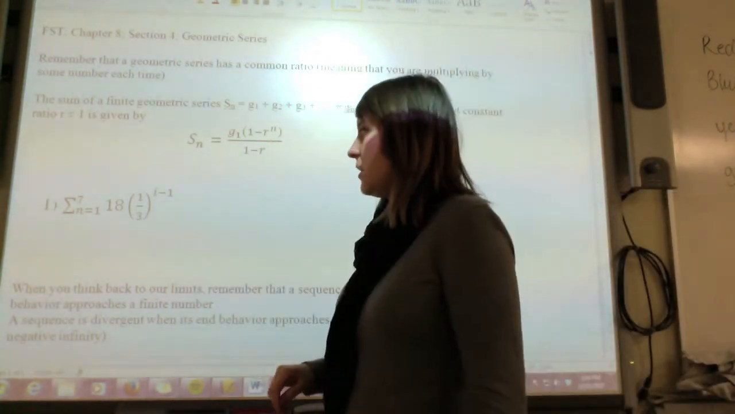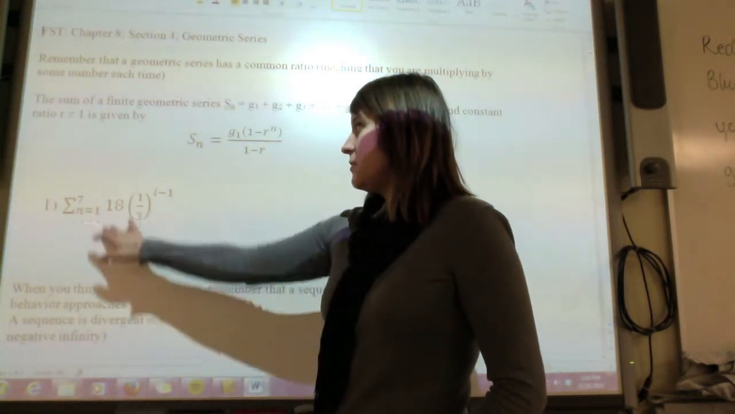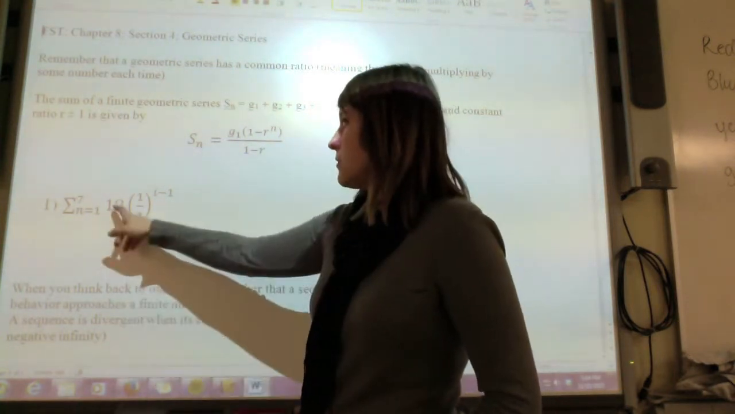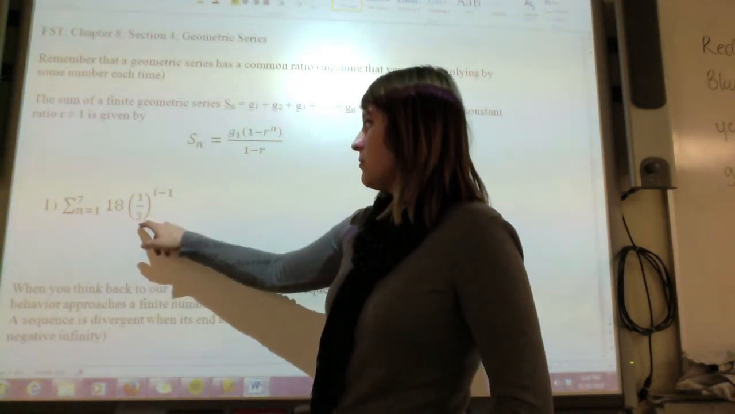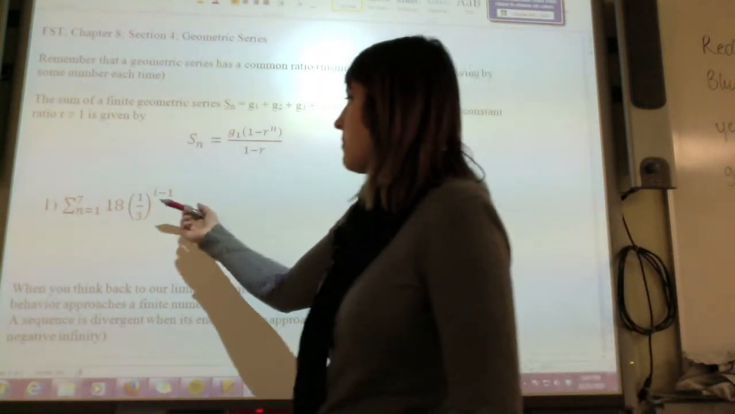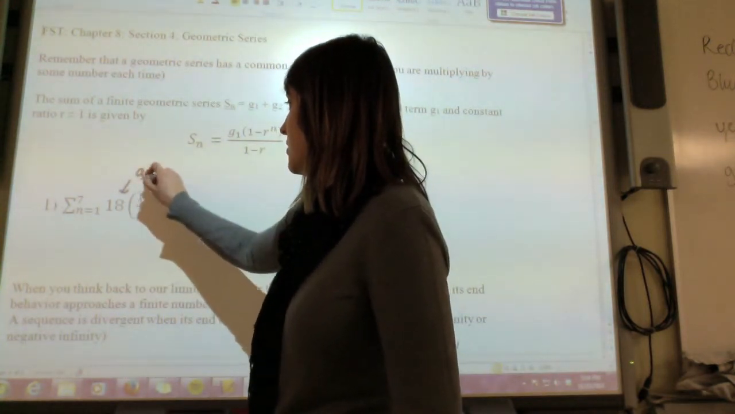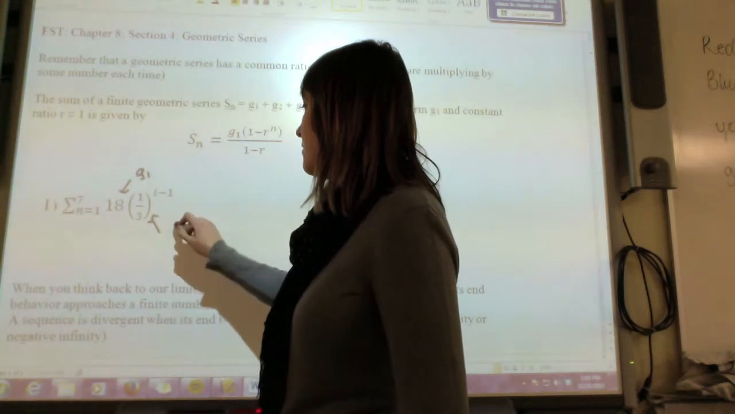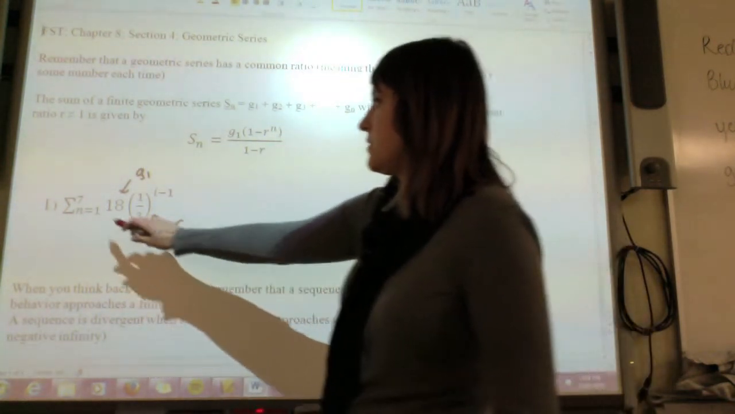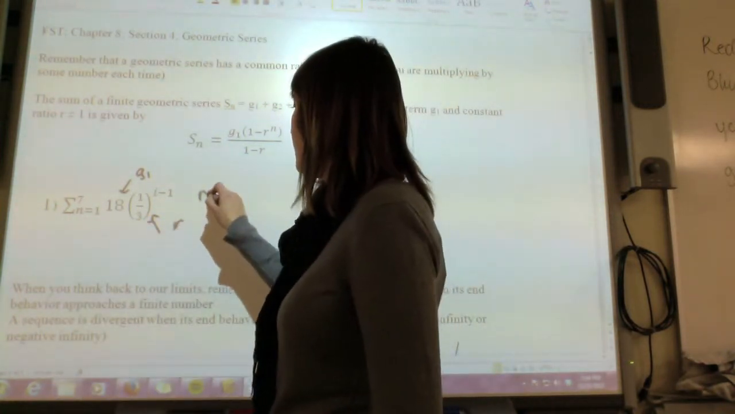So, this problem here, it's asking me for the sum from terms 1 to 7 of this series here. Notice that this is in my geometric explicit formula, so I've got 18 times 1/3 to the i minus 1. So, my first term is 18, that's my g sub 1. My r value is 1/3. And my n value in this case, it's asking me to sum from 1 to 7, so my n value is going to be 7.